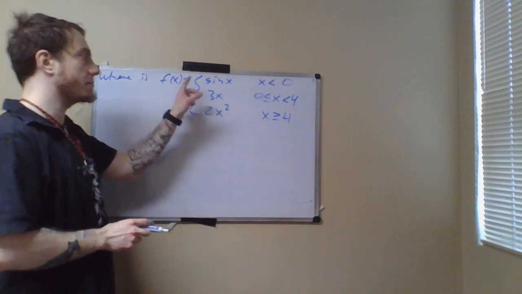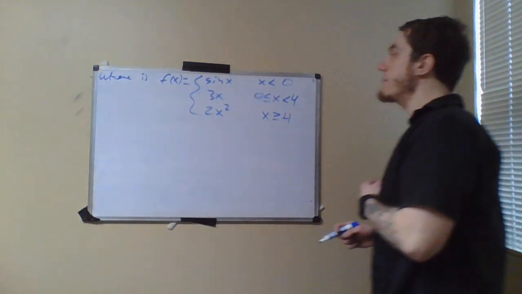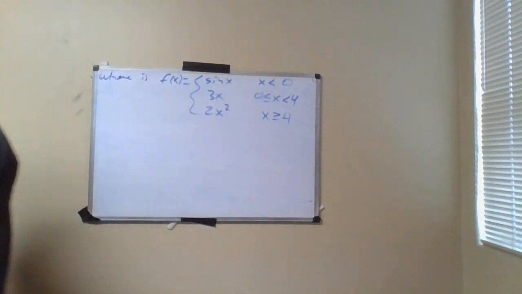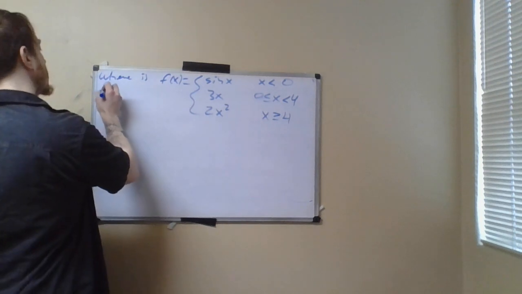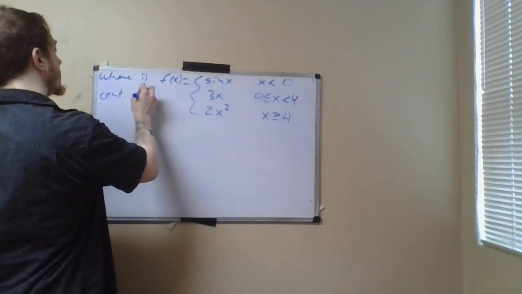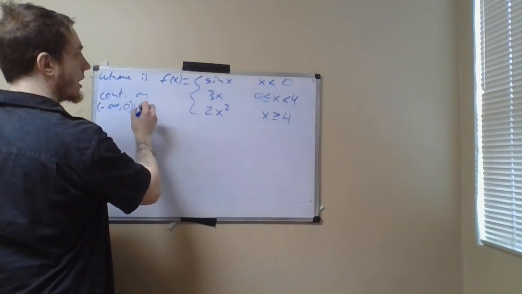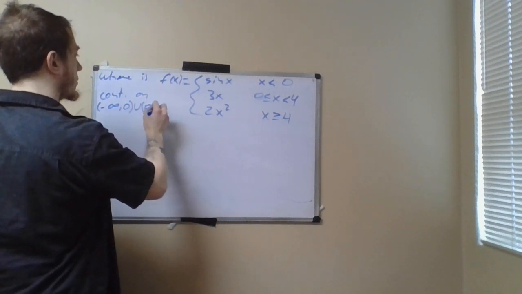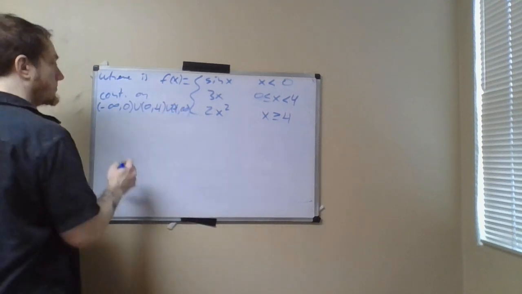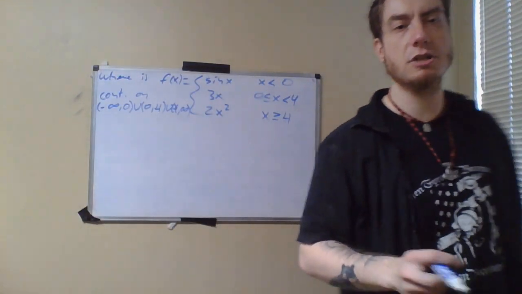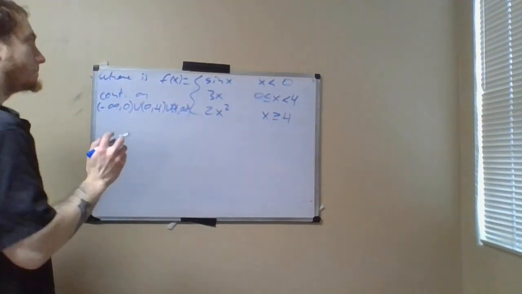Also, I'm not dividing by anything. If I had any division, then I would have to worry about whether something is not defined outside of the domain. But this is going to be automatically continuous on minus infinity up to 0, together with 0 up to 4, together with 4 to infinity. The only question is what happens at 0 and what happens at 4.